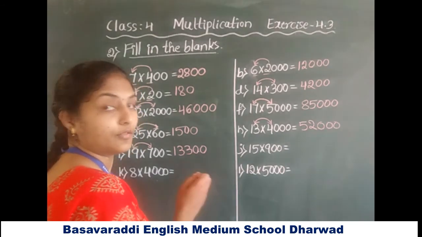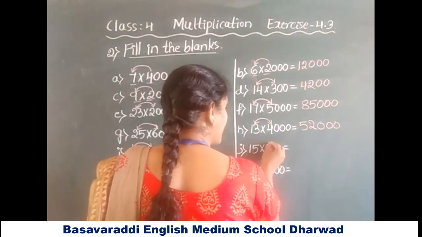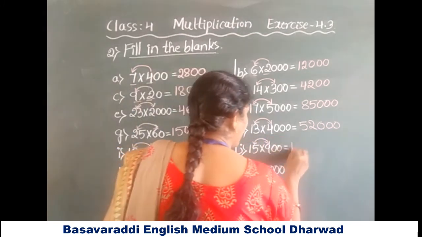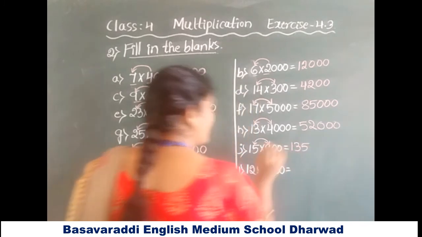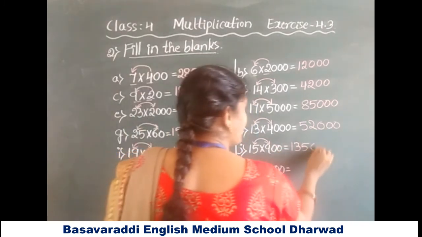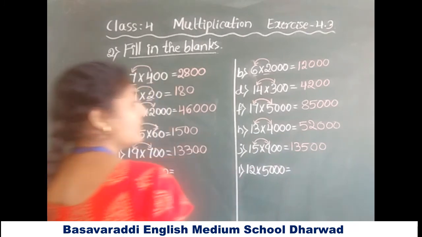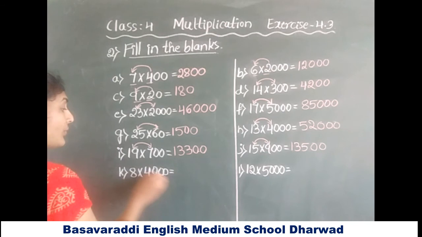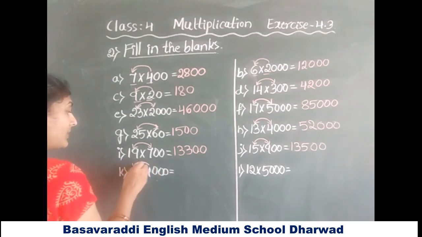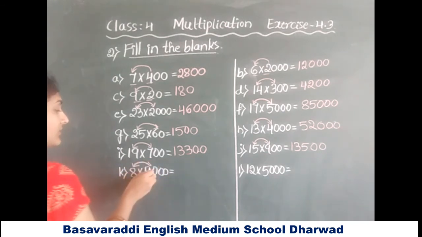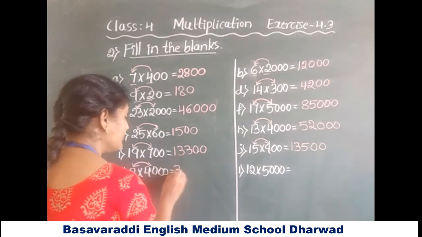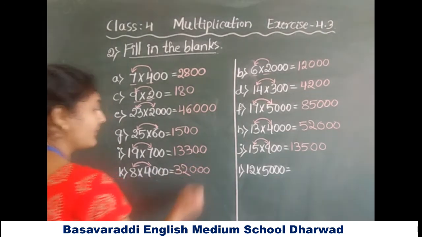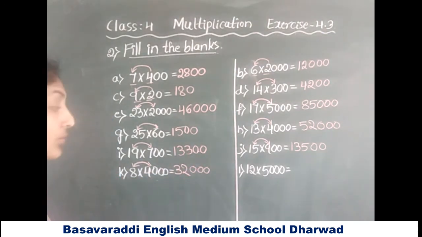Next, the 15 into 900. Multiply the non-zero part first. That means 9 15s are 15 nines, both are the same. That is 135. Then put the zeros, 1 and 2. What is the answer there? 13,500. Next, the 8 into 4,000. Multiply the non-zero part first. The 8 fours are 32. Then put the zeros 1, 2, 3. That is 32,000.